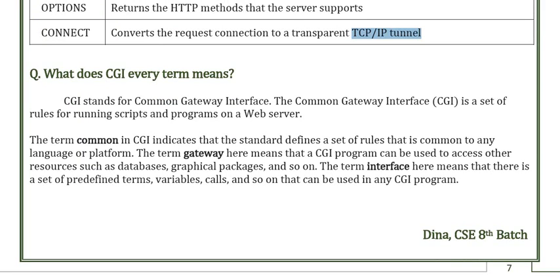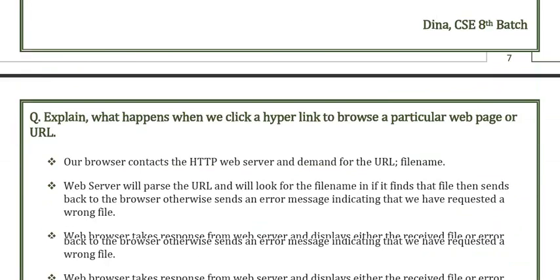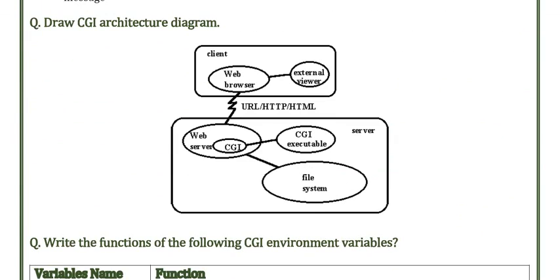What does the CGI abbreviation mean? C for Common, G for Gateway, and I for Interface. This is the diagram of the CGI architecture. Here we have on the client side the web browser and the external viewer. In the middle you have URL, HTTP, HTML, and on the server side you have the web server, which is connected with the CGI section, which also includes the CGI executable section and the file systems.